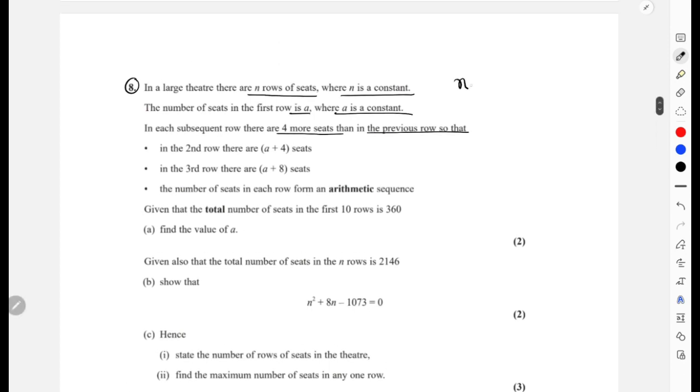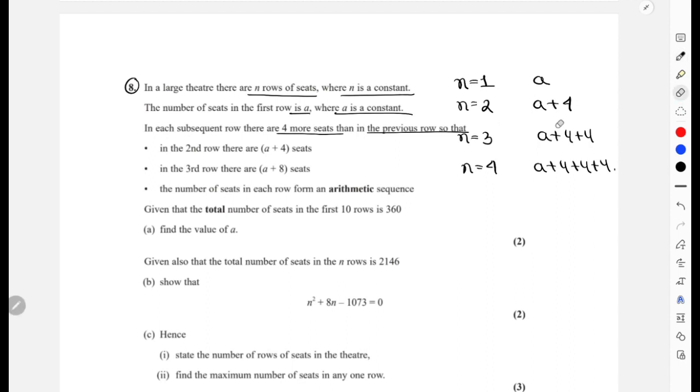That is the pattern. For n1 first row, you have a seats. For n2 second row, you have a plus 4 seats. For n3, you have a plus 4 plus 4 seats. For n4, you have a plus 4 plus 4 plus 4 seats. Basically, they are actually indicating this is a common difference maths, this is an arithmetic progression maths, right?